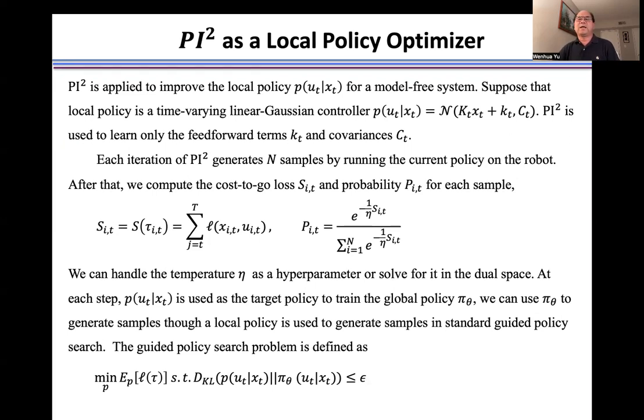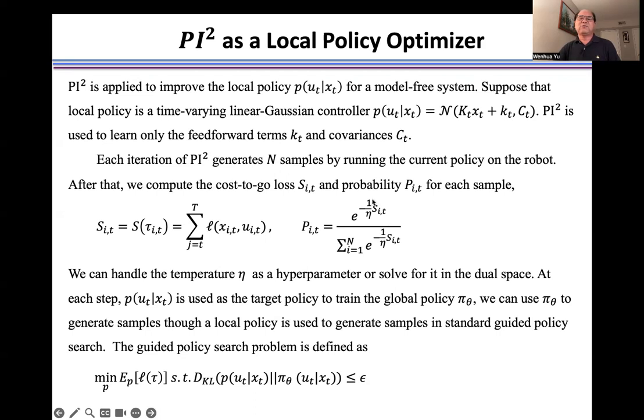distribution. Here we use the PI-squared to learn the forward control vector and the covariance C. To do so, we use the local policy on the robot system to generate samples. Then we calculate the cost-to-go loss S on each trajectory. Then we use this S to calculate the probability.